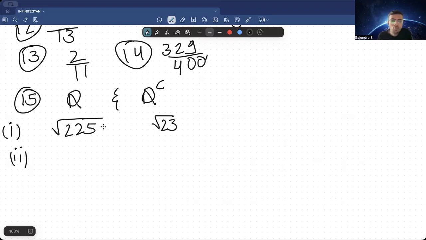Right, 225. So 225 is a perfect square of which number? Is it a perfect square or not? That's the question. What is the square of something like 15? Yes, exactly. Square of 15 is 225. Exactly, correct.